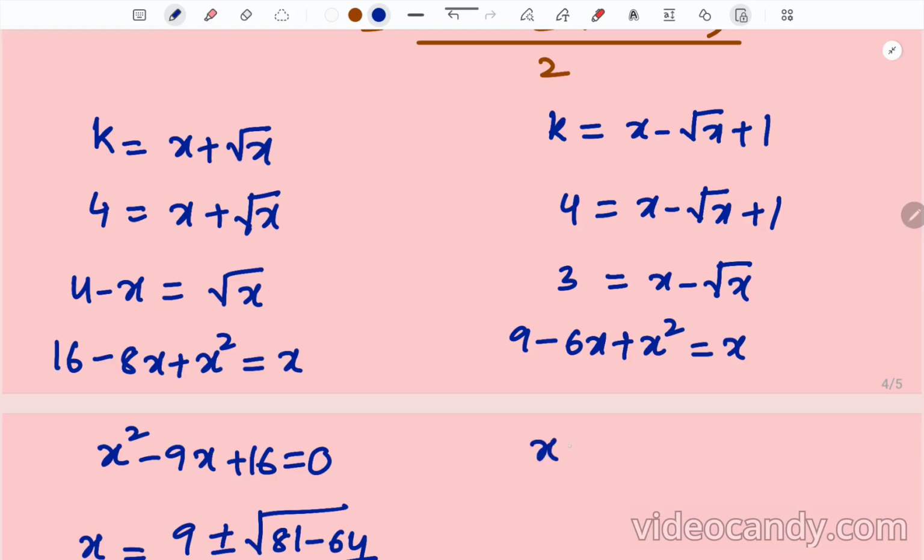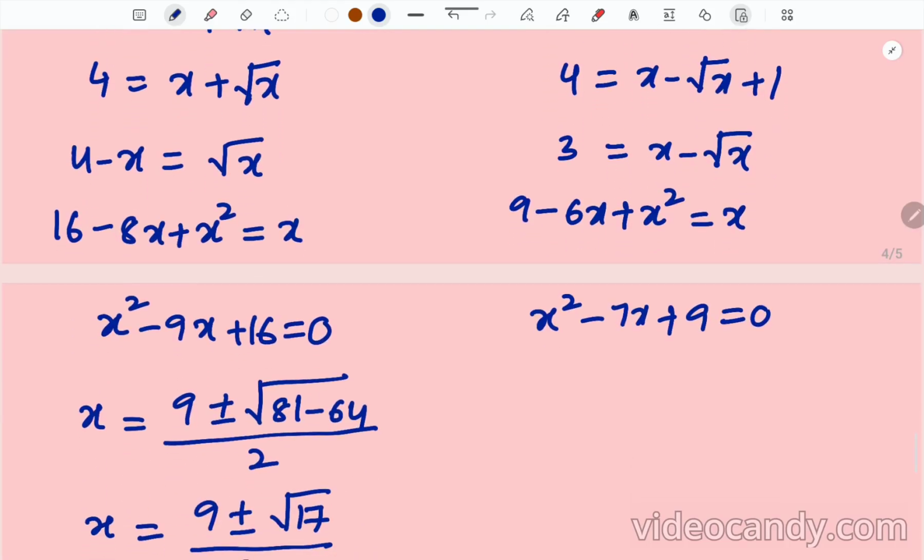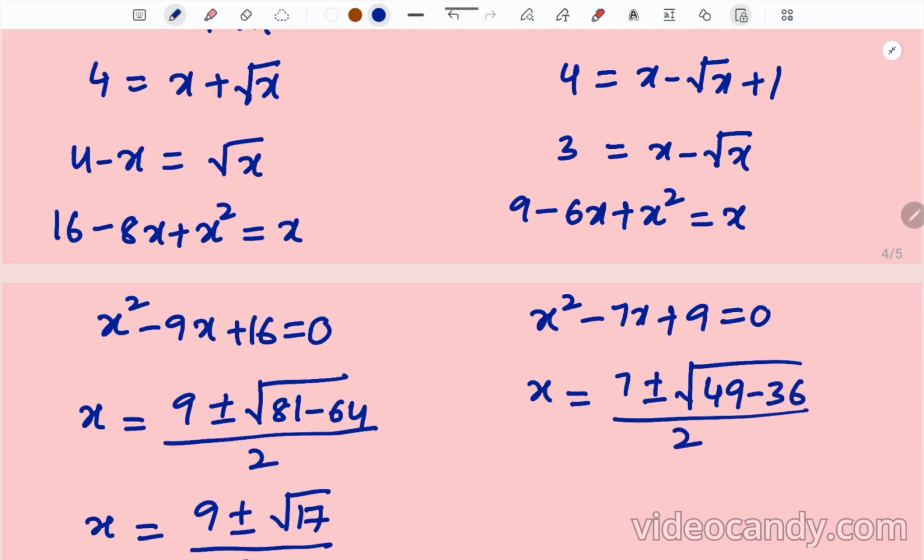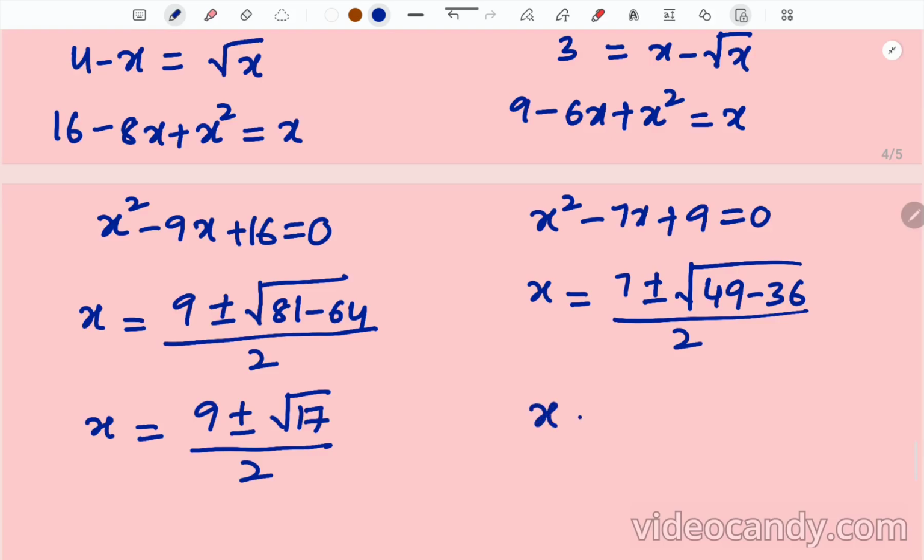On simplification, you are going to get x square minus 7x plus 9 equals 0. I hope you can do this kind of calculation. Now let us find the value of x using the quadratic formula, that is 7 plus or minus root of 49 minus 36, since 4 into 9 is 36, by 2 into 1, which is 2. So what is the value of x you are getting? The value of x is 7 plus or minus root 13 by 2.